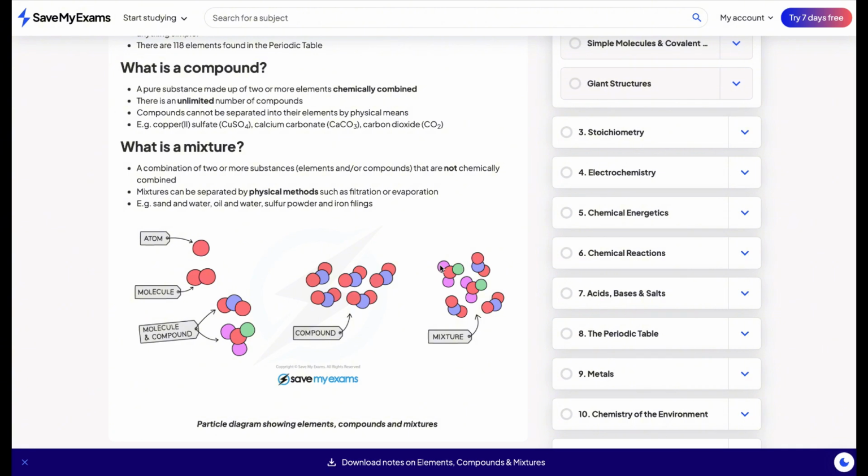A mixture is a combination of two or more substances. It could be two or more elements that are not chemically combined together. Two or more things join together physically, they don't mix chemically. Mixtures can be separated by physical methods because you join them by physical methods. A good example is evaporation and filtration. You can filter things by separating them.